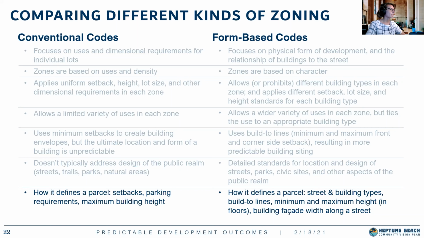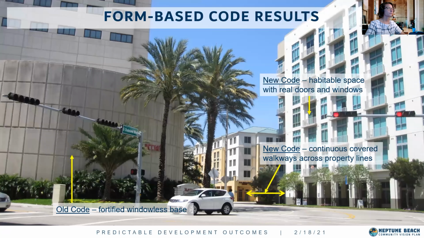They also differ in how they define a parcel. In conventional codes, a parcel is defined by setbacks, parking requirements, and maximum building height, whereas in form-based codes, it's defined by street and building types, build-to lines, minimum and maximum height, usually in floors, but it doesn't have to be in floors, and the types of building frontages and facade, and the facade width along the street.